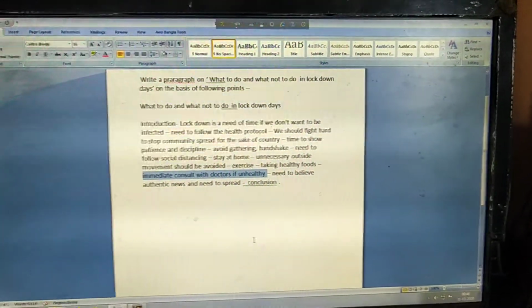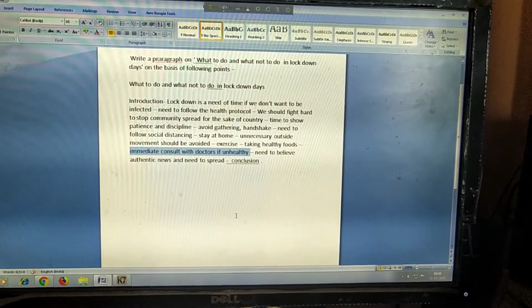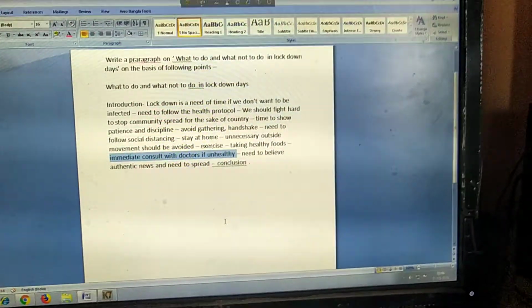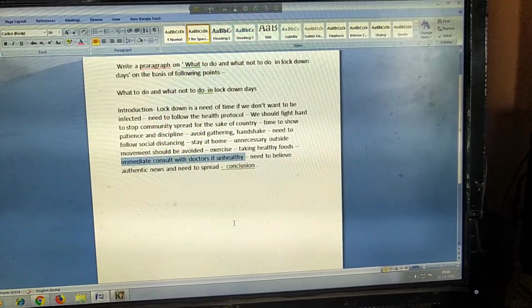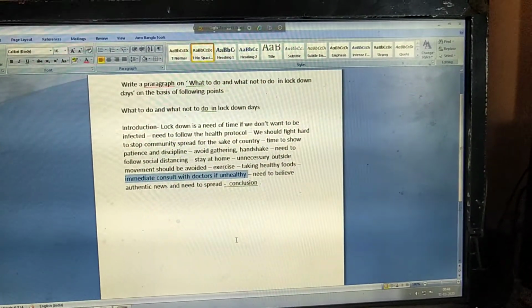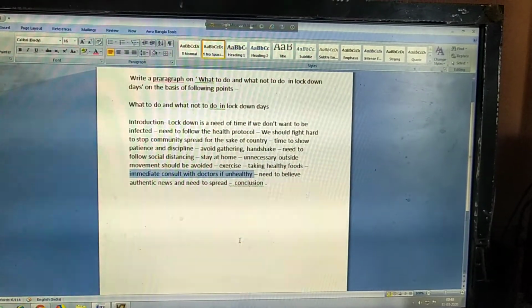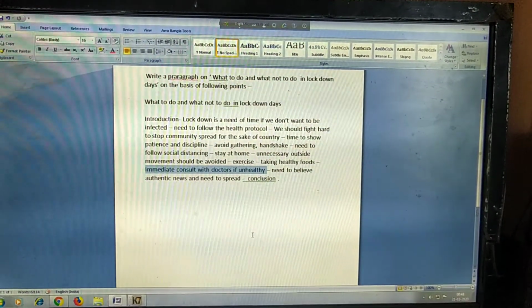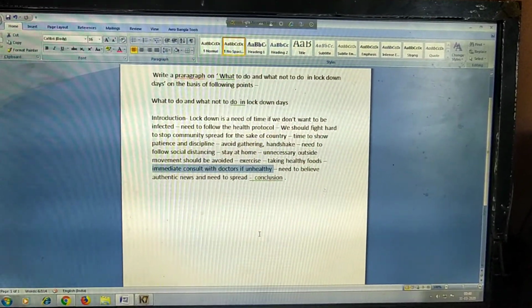And in the conclusion, it is for the sake of the whole country that we need to stay at our homes. It is also a responsibility as citizens to take care of health guidelines, and also the fact that we should not be the carrier of COVID-19.